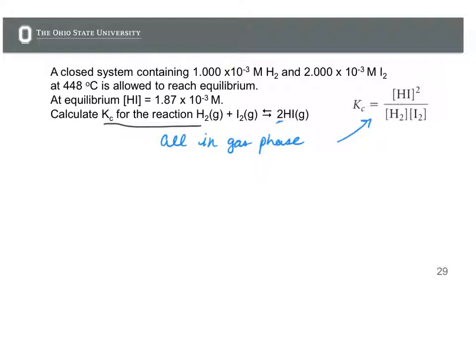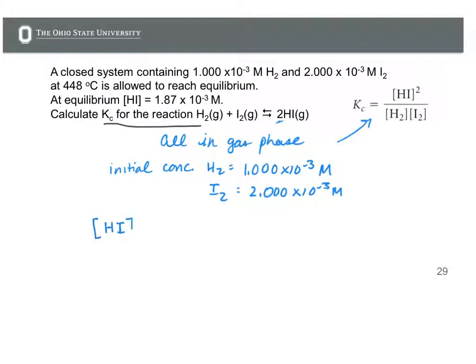We are given initial concentrations of H2, 1.000 times 10 to the minus 3 molar, and an initial concentration of I2, and that's 2.000 times 10 to the minus 3 molar at this temperature. And then the problem tells us that at equilibrium, the concentration of HI is equal to 1.87 times 10 to the minus 3 molar. So we've got a lot of information here.